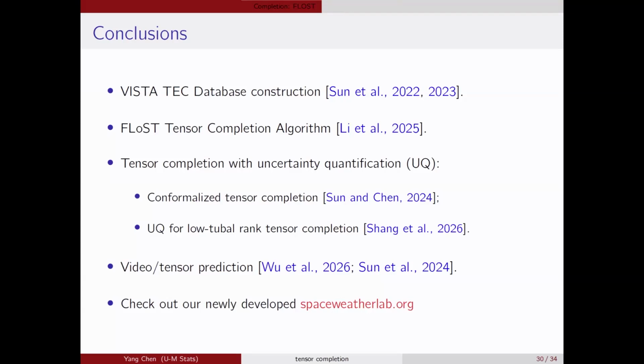But from our tensor completion algorithm perspective, we were actually able to derive the heterogeneous version of the uncertainty quantification based on two different approaches. One is based on conformal prediction, and the other is based on asymptotic normality derivation of low tubal rank tensor completion. And we also have some video prediction papers recently written.